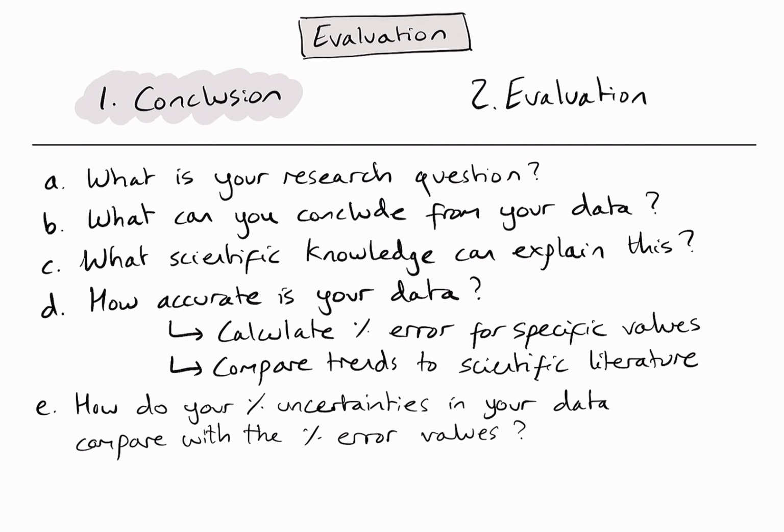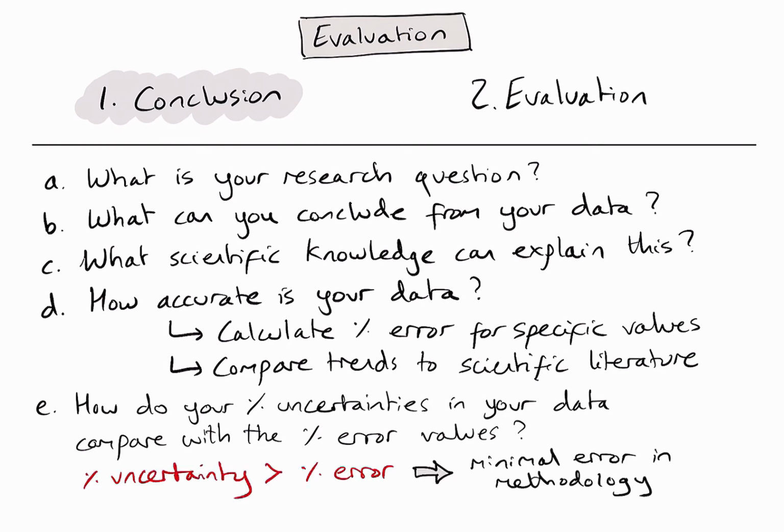If your percentage uncertainties are greater than your percentage error values, you probably have fairly minimal sources of error in your methodology. This is because the lack of precision in your measurement equipment can more than explain the percentage error in the data that you've produced. Conversely, if your percentage uncertainty values are much smaller than the total percentage error, that suggests that you probably have significant sources of error in your methodology that need to be explained in the evaluation part.